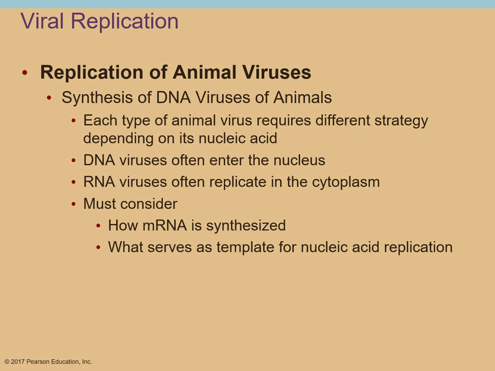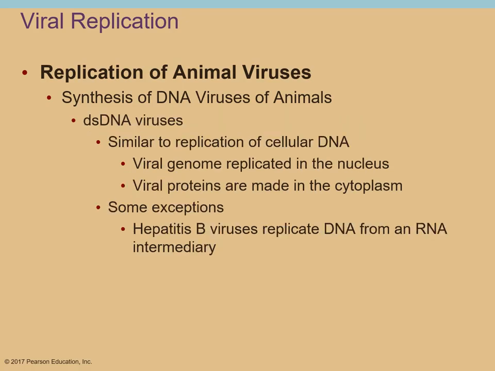So the way the replication occurs of animal viruses, there's going to be some differences depending on whether you're talking about DNA viruses or RNA viruses. Certainly for animals, DNA viruses, they're often going to have to replicate inside the nucleus. RNA viruses, they can replicate in the cytoplasm. So with double-stranded DNA viruses, the replication is very similar to what we've already seen with DNA replication.